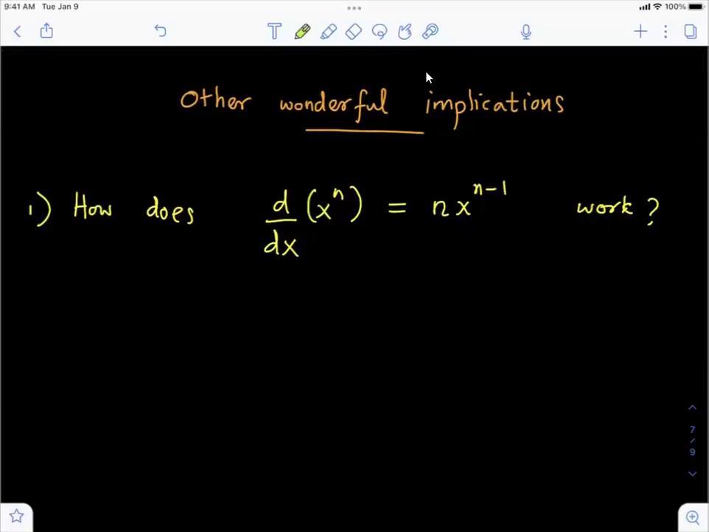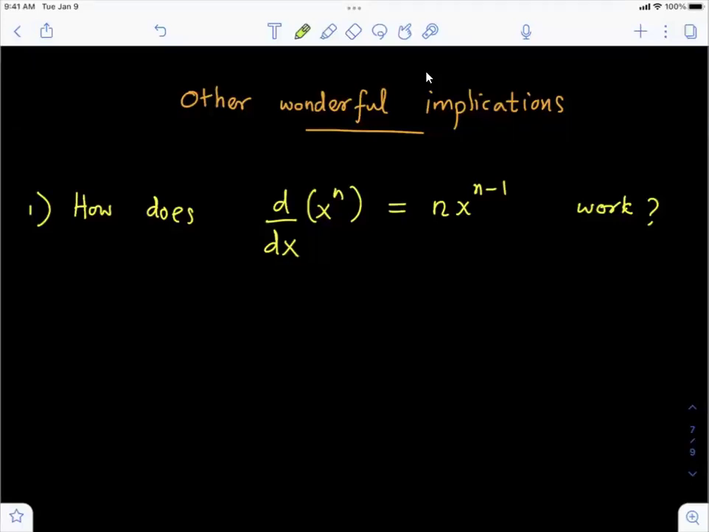Now, other wonderful implications. These are not really just implications. In other words, look at this. What you see right here is the power rule. Now, we had the power rule, but how did we know the power rule would work? How do we know about the construction? How does this work? Now, let me show you a couple of illustrations here based on exactly what we have seen.